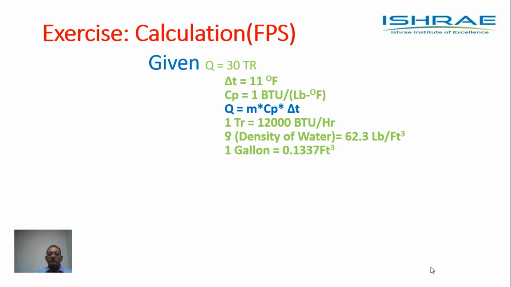We also know that 1 TR, that is ton of refrigeration, is equal to 12,000 BTU per hour. The density of water has been given as 62.3 pound per feet cube, and normally we get the flow of water in FPS in gallons, and we know 1 gallon is equal to 0.1337 feet cube.